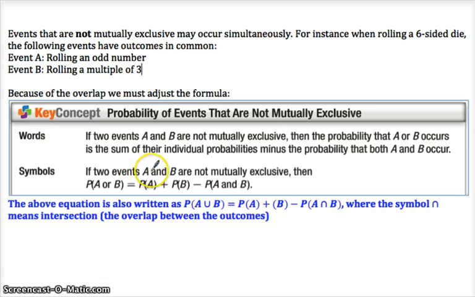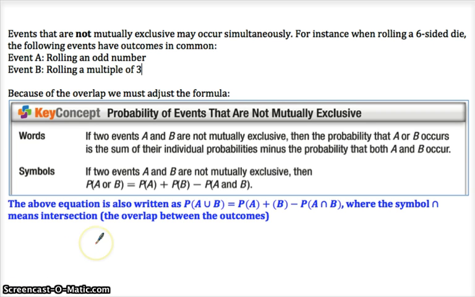Then you have to be a little bit more careful and say, well, yeah, the probability of one or the other happening is the same as adding them both together, but then you have to subtract out the number of cases or the probability that they actually do happen at the same time. We'll see why this works, why this adjustment makes sense when we start doing Venn diagrams.